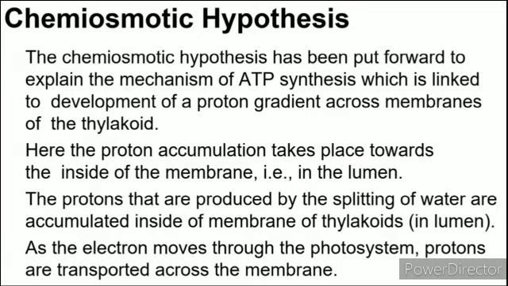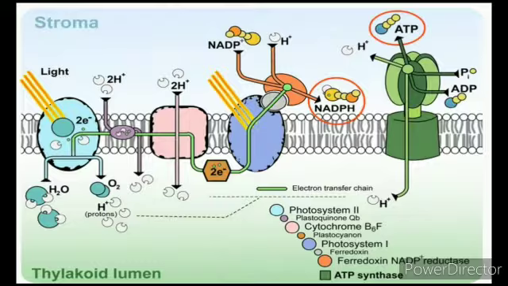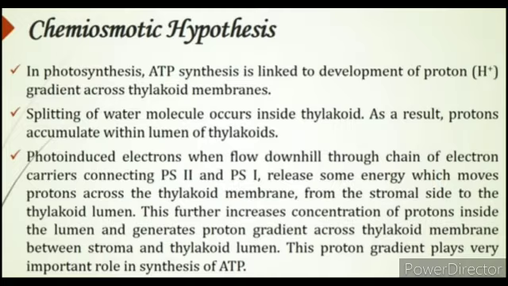As the electron moves through the photosystem, protons are transported across the membrane. During the activation of electrons and their transport, these are the steps that cause a proton gradient to develop. Since splitting of the water molecule takes place on the inner side of the membrane, the protons or hydrogen ions that are produced by the splitting of water accumulate within the lumen of the thylakoids.